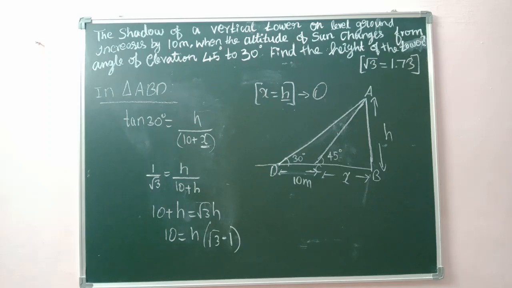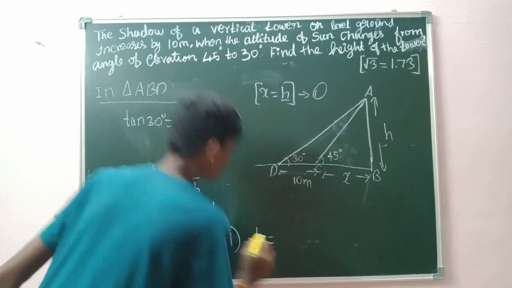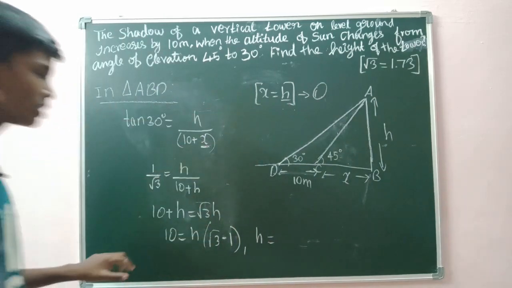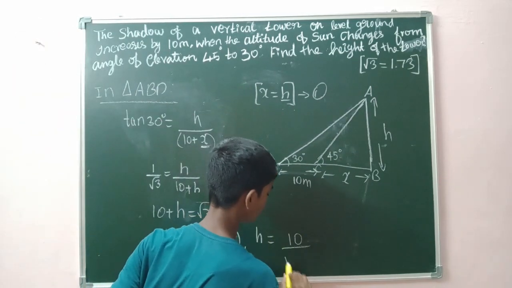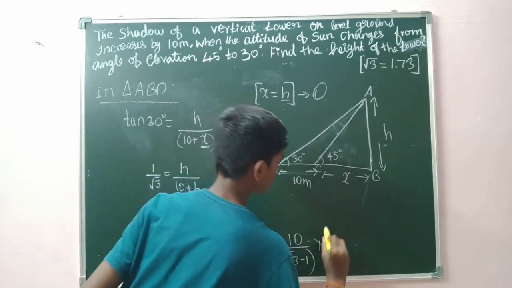So therefore, what has been asked in the question? They are asking us to find the value of the height. So h is only the height of the tower. Okay, so h will be 10 by root 3 minus 1. So just rationalize it, with root 3 plus 1.